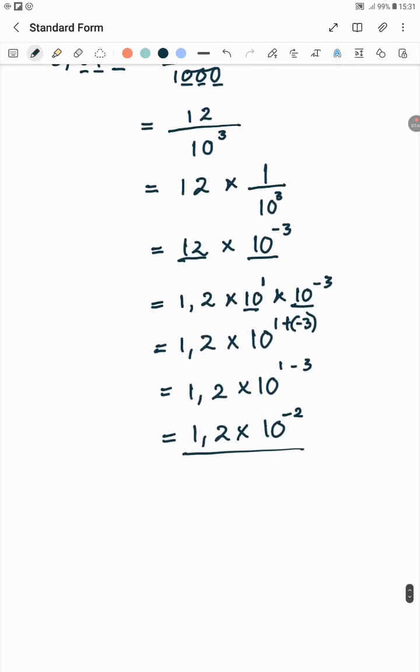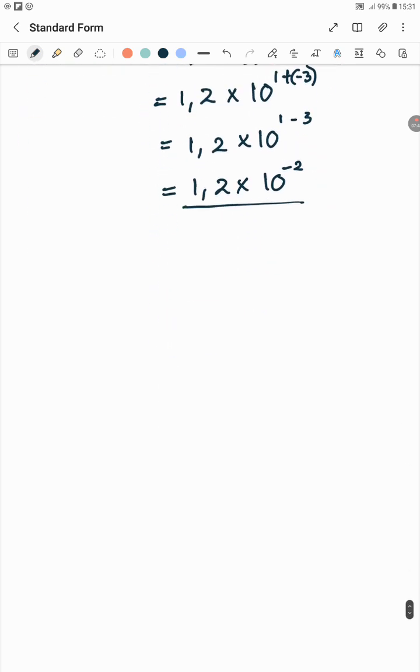Okay, so I'm going to illustrate with another example. Let's say I have 0,685, and I've been asked to express it in standard form. I have to make this number a number in this range.